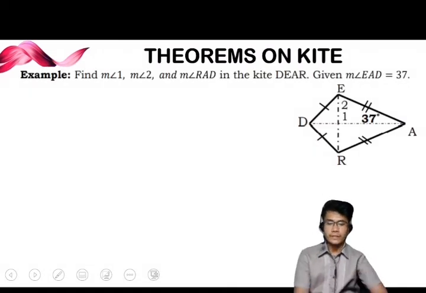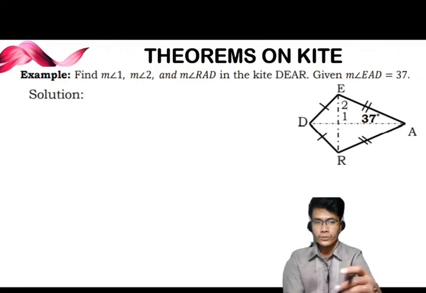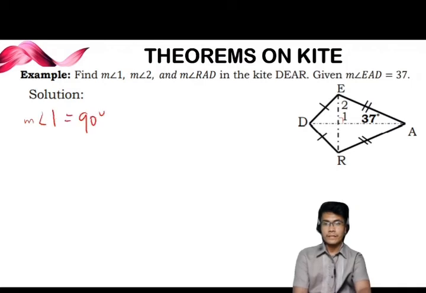Find the measure of angle 1, measure of angle 2, and the measure of angle RAD in the kite DEAR, given the measure of angle EAD, which is 37 degrees. Okay? Now, let's have the solution. Take note, class. Measure of angle 1 is one of the angles formed by the intersection of the diagonals. Meaning to say, sabi nga doon sa theorem, diagonals are perpendicular. Meaning to say, the measure of angle 1 is equal to 90 degrees. Alright? Kasi nga perpendicular. Right angle po.